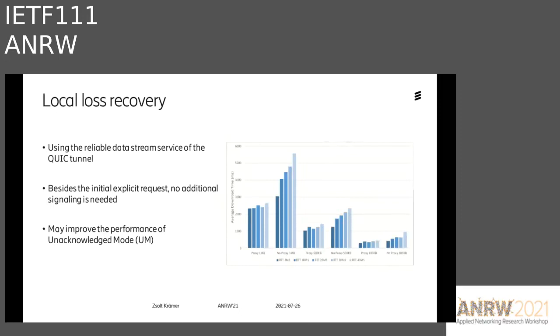Although packet losses are considered rare in 4G and 5G networks when using acknowledged mode, this use case can improve the performance of unacknowledged mode as well, and thus enable lower latency. On the right, you can see some preliminary performance results using 1% emulated random loss. And you can see that the average download time is significantly lower when the local loss recovery feature of the proxy is used, especially if the RTT increases.